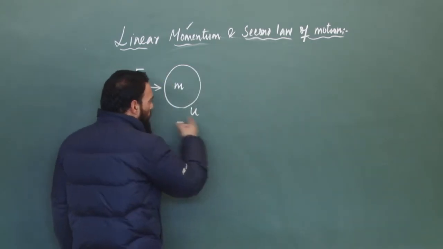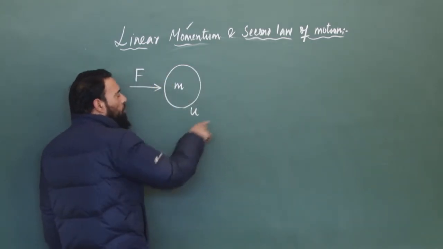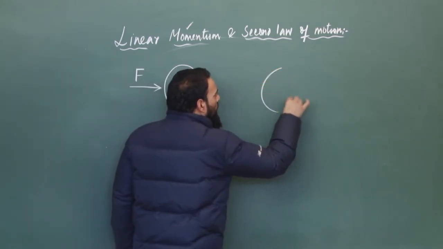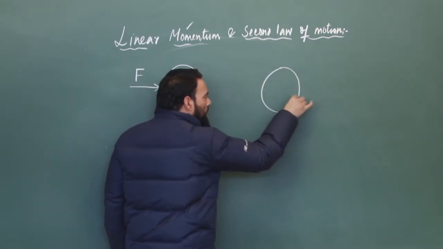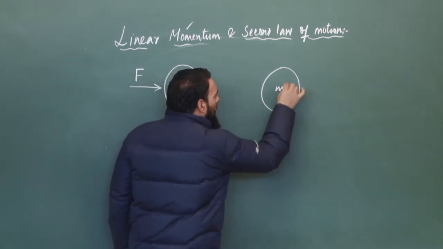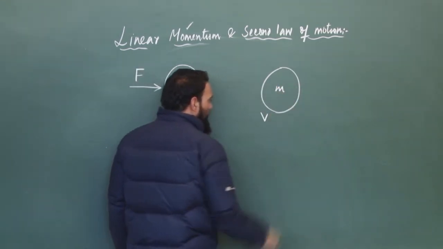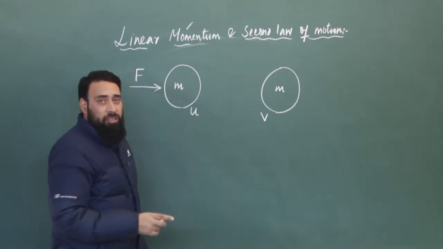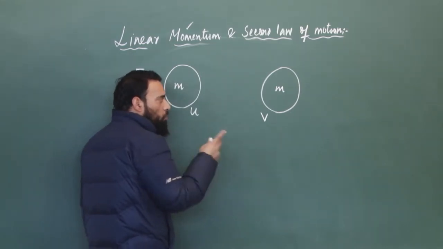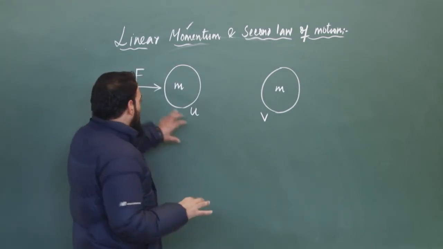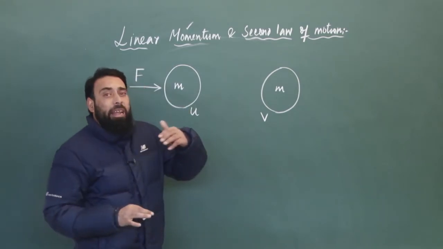So when a force is applied, the body has changed its initial velocity. The body has mass m, and by applying force, its velocity will change from u to v. This change will take place in time t seconds. So we will write down this description of the example.